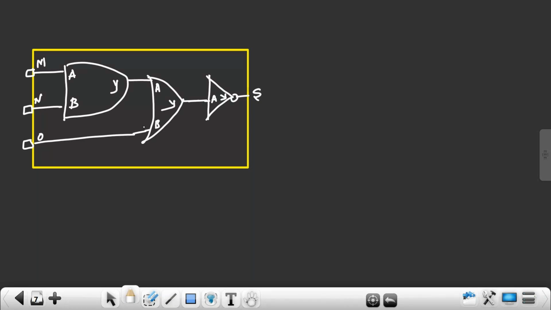Then what is a netlist here? How to write a netlist? See this intermediate signals. This intermediate signal is not connecting even to inputs or output. These are called as nets. This I will call it as N1. This intermediate net I will call it as what? N2. Then how to write the Verilog program? So Verilog program starts with what? Module, temp. What are the inputs for this? M, N, O. What is the output?